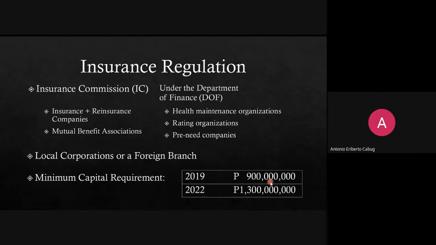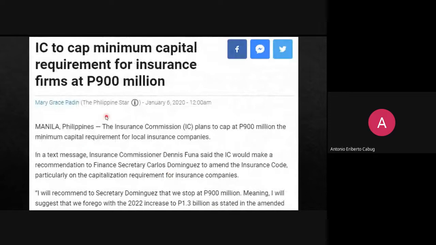So there's a minimum capital requirement. As of this point, it is 900 million pesos, it will become 1.3 billion in 2022. However, last January 6, hindi na ako updated dito. I forgot to update myself on this.